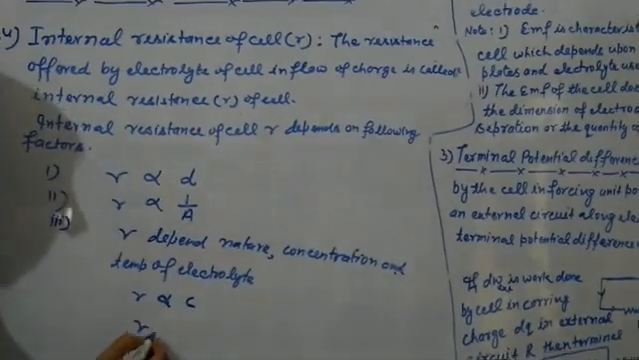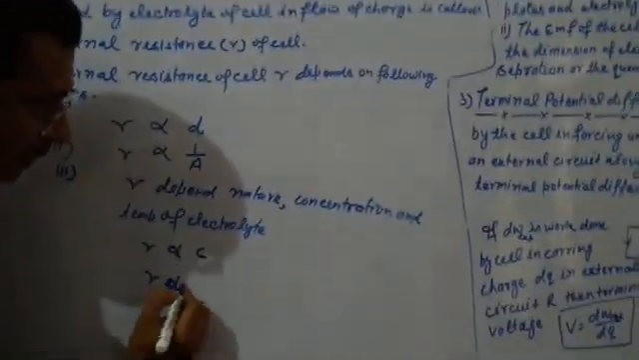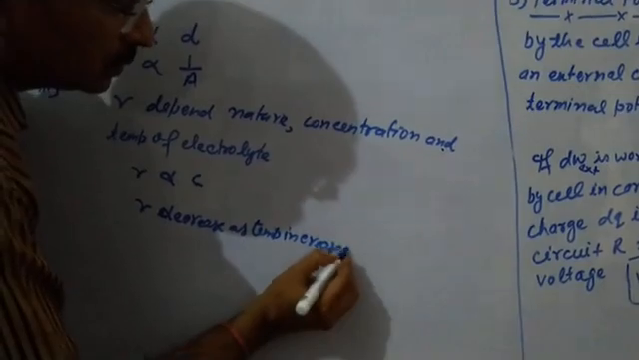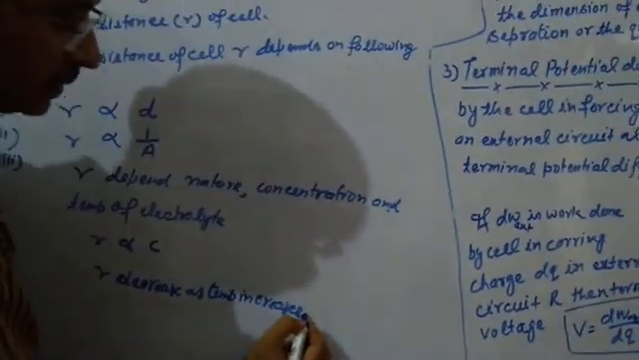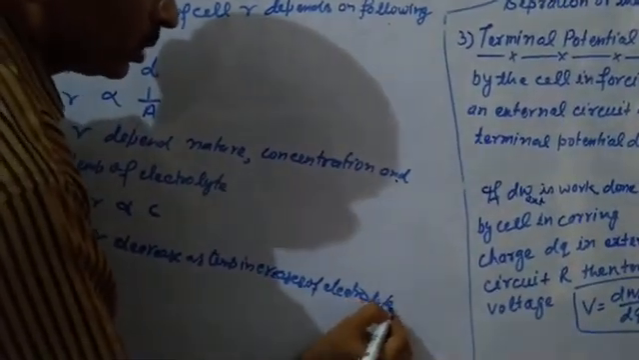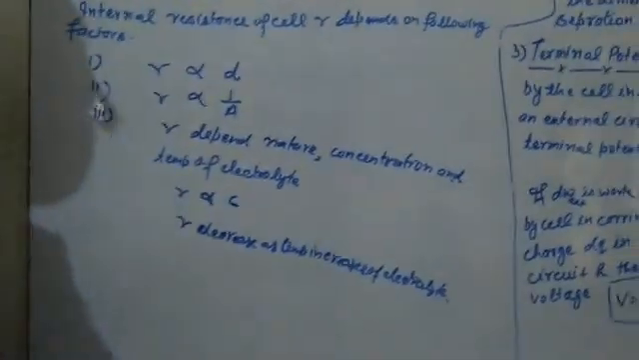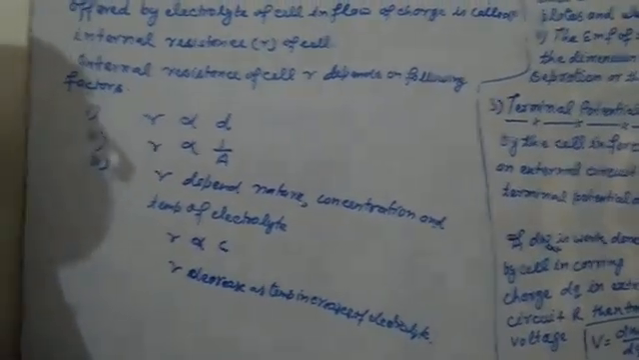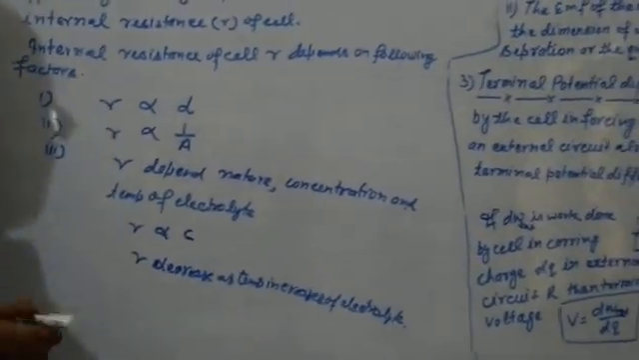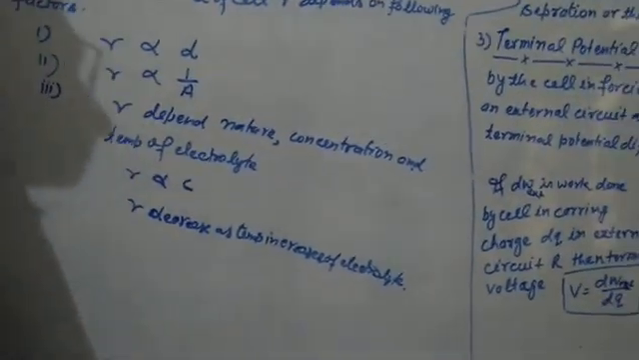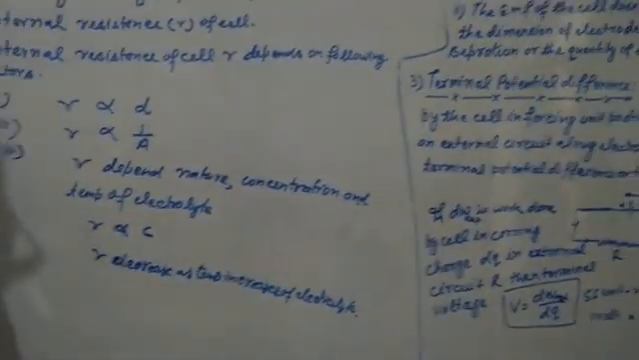Second, R decreases as temperature of electrolyte increases. What do you mean by this? It means as the temperature increases, viscosity decreases, and the mobility of ions increases, hence resistance decreases.